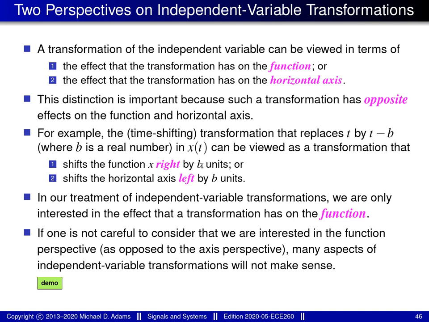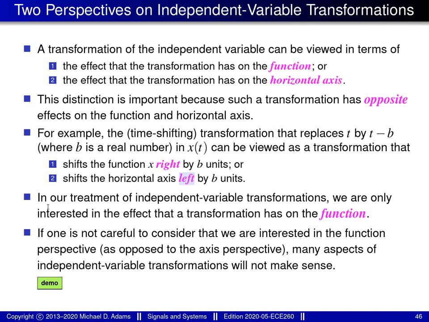But alternatively, there's a different perspective that we can take, which is we can view things from the point of view of what the transformation does to the coordinate axis. And you can show that this type of transformation will shift the coordinate axis, in other words the horizontal axis, left by b units. Notice that the direction in which things are shifting is different here. We have shifting right when we interpret things in terms of what is happening to the function, and we have a shift in the leftward direction in the case that we consider what effect the transformation has on the coordinate axis.